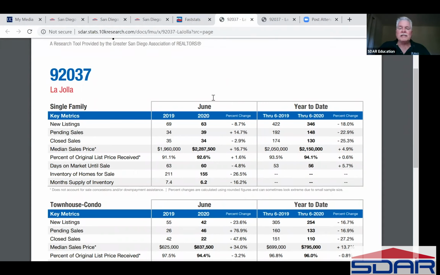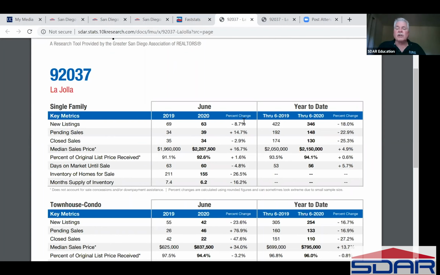So notice on your screen it says June, and then over here it says year to date. Of course, when we're reading graphs or charts, we always want to take a look and see what my headings are. What do my legends say? Over here on the left, this column is June 2019, and this is June 2020, so this is comparing the month of June, last year's June compared to this year's June. And then over here, year to date, to see what it looks like since the beginning of this year.